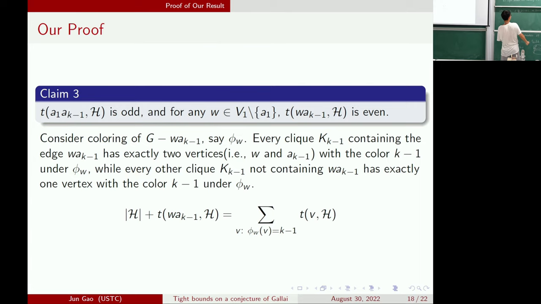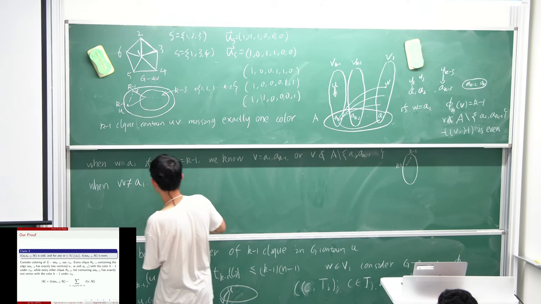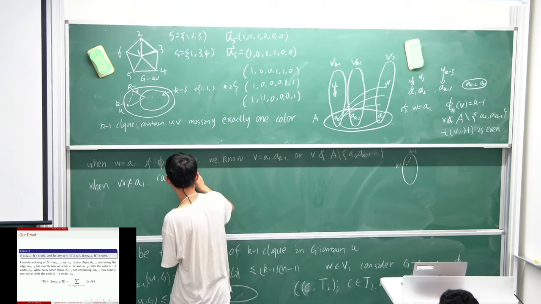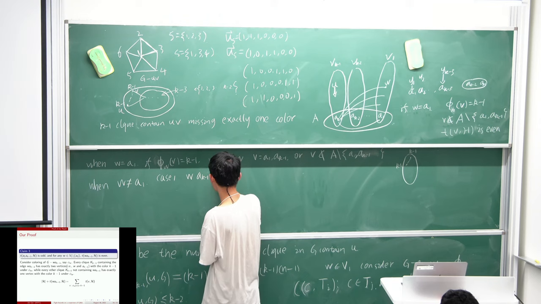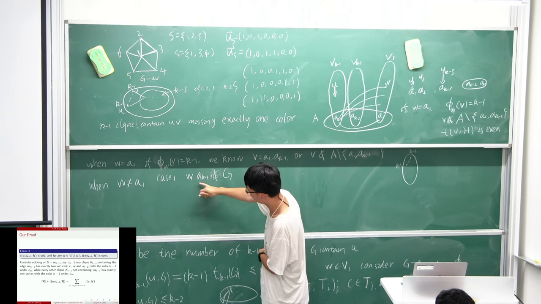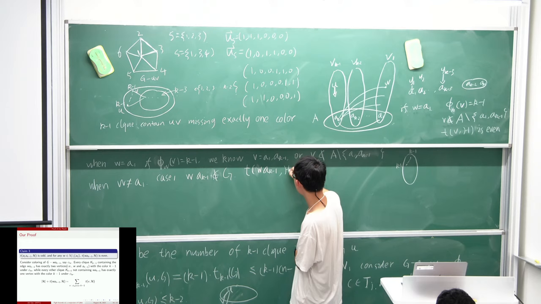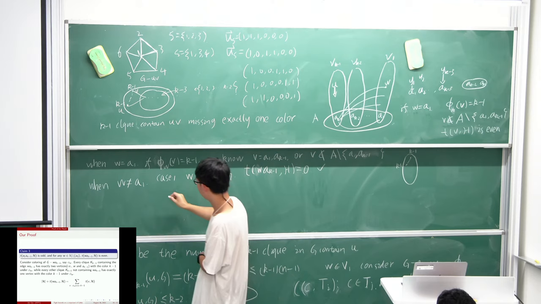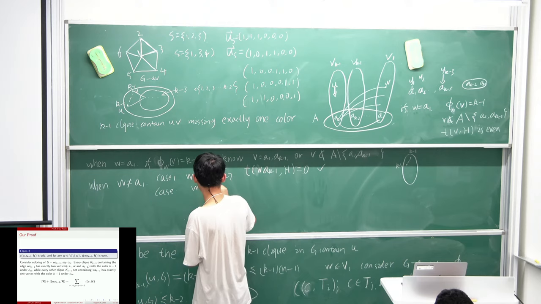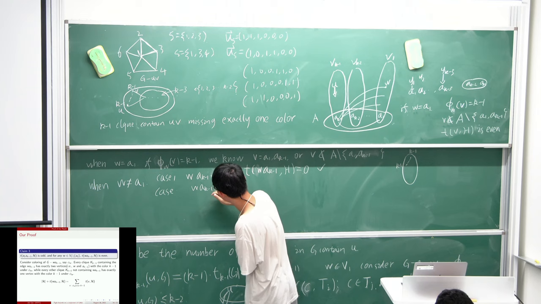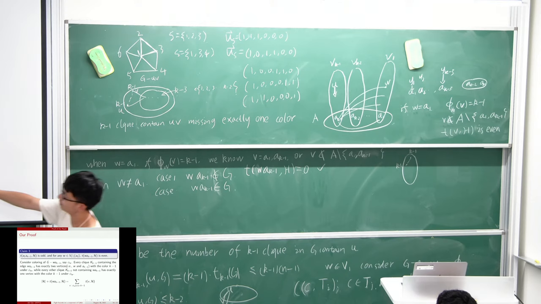And when W not equal to A1, now we have two cases. Case 1, W, AK minus 1 is not an H. Then now this number is 0. Zero is also even. And in another case, W, AK minus 1 belong to the graph G. So similarly, we also have this equation.